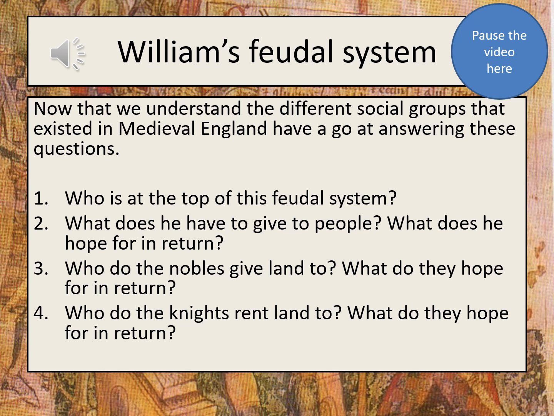Now that we understand the different social groups that existed in medieval England, have a go at answering these questions. Consider, who do you think is at the top of this feudal system? What does he have to give to people? What does he hope for in return? Who do the nobles give land to? What do they hope for in return? Who do the knights rent land to? And what do they hope for in return? Please answer these questions in your book. You may want to pause the video here to give yourself time to answer these questions.